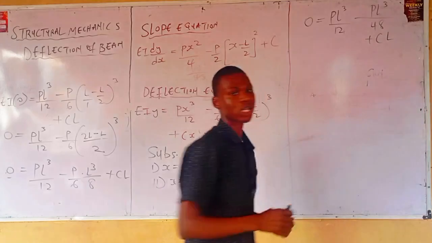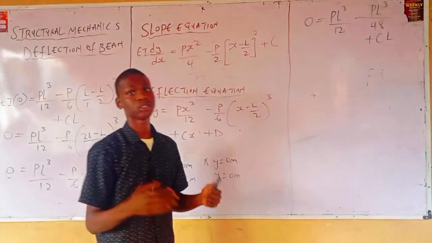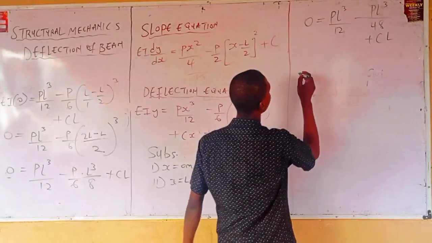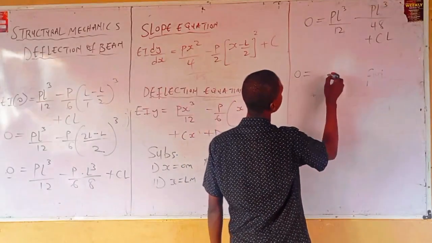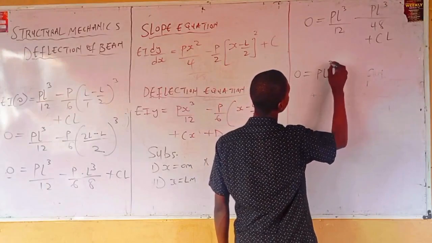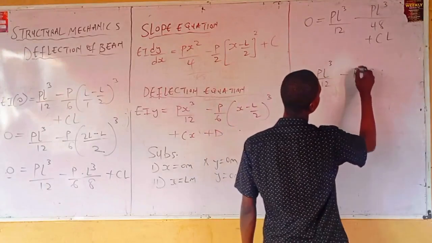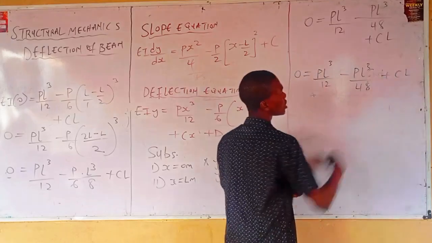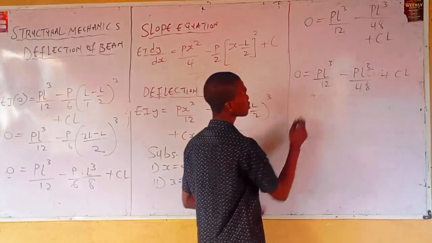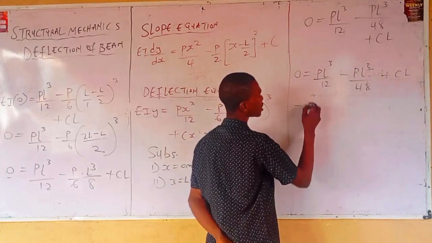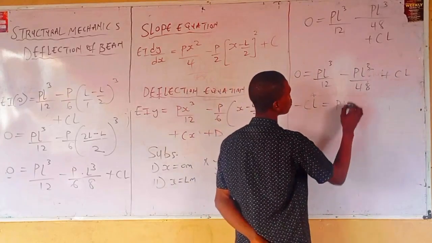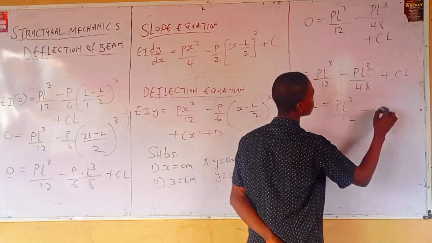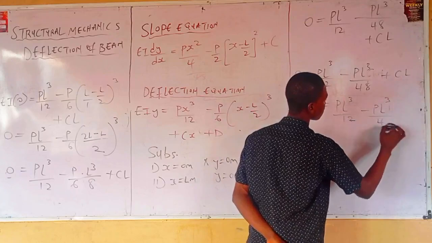Now, mind you, what's our interest? We are interested in knowing the value of C, right? So from here, you then have that 0 is equal to PL cube over 12 minus PL cube over 48 plus CL. Now, take CL to the other side, then it takes what? Negative. Meaning that negative CL is equal to PL cube over 12 minus PL cube over 48.